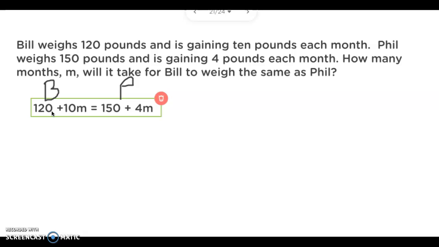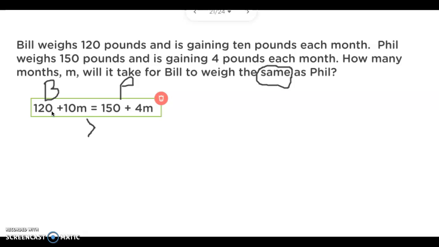At some point in time, he's going to catch him. That's the equation. But what happens after that point in time? Well, Bill is still eating. So at some point in time he's going to catch him, but then guess what? He is going to leave him. He's going to weigh more than him.